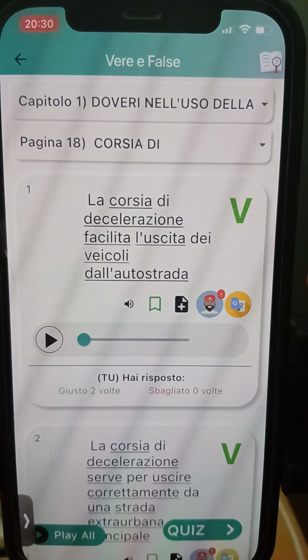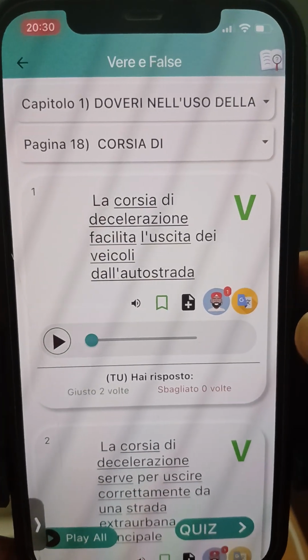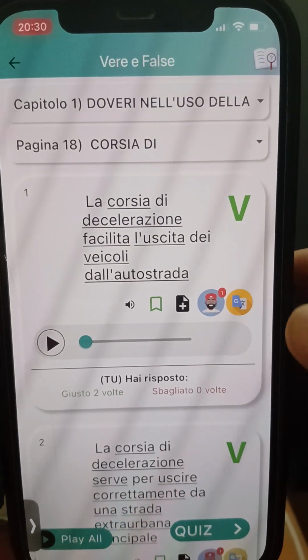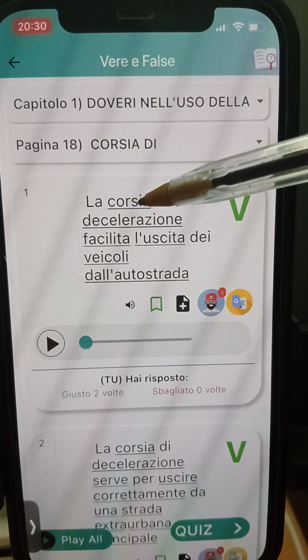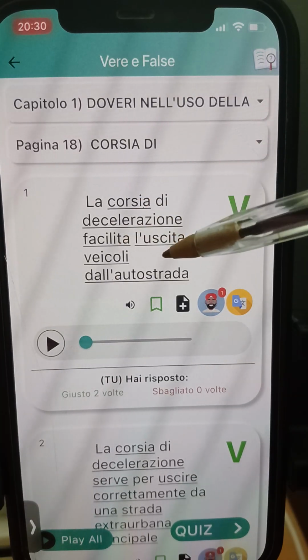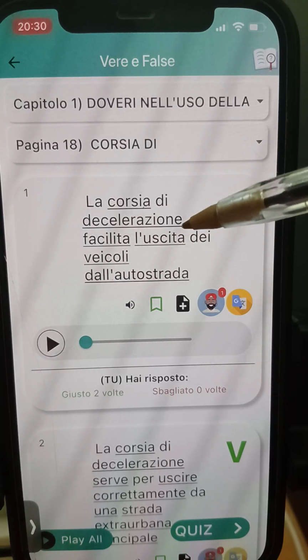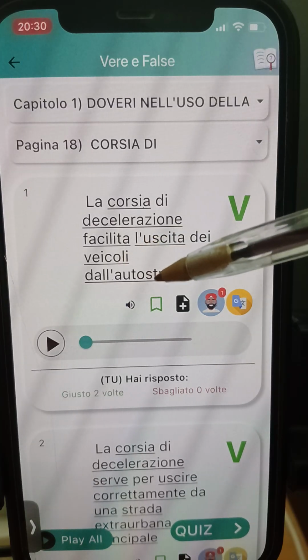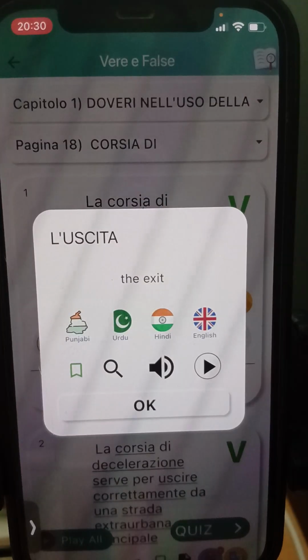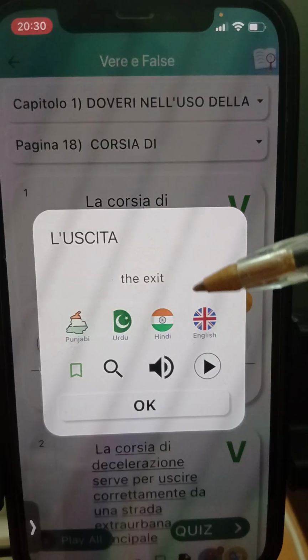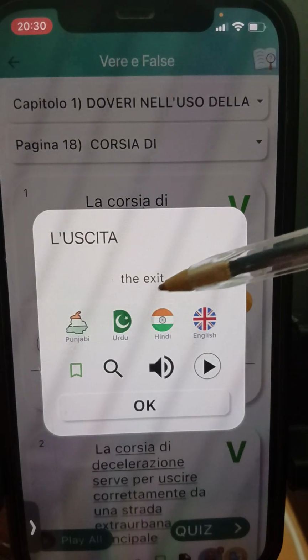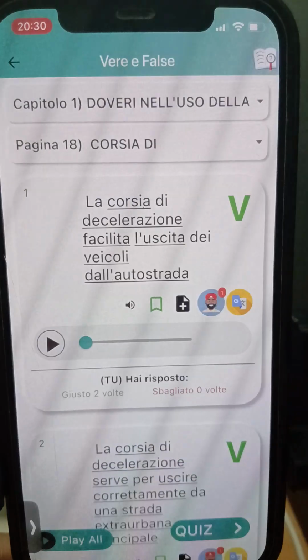La corsia di decelerazione facilita l'uscita dei veicoli dall'autostrada. Okay, it says la corsia di decelerazione, which is the deceleration lane. It facilitates the going out of vehicles in autostrada. Uscita is out, the exit. Let's use the exit. Now what is this one telling us?